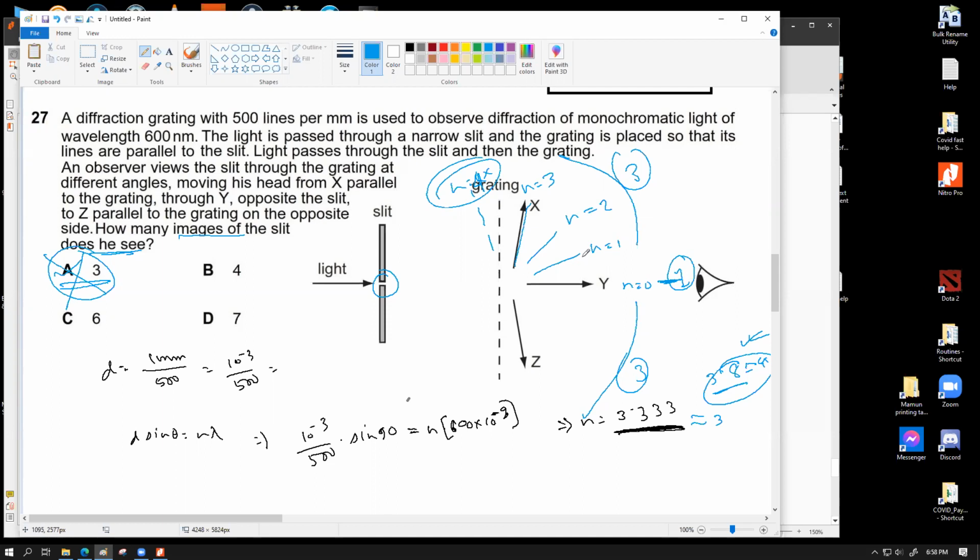So the question was asked how many of the images are seen, or this question could also be asked in a different way. Let's say the person was not involved there, we only kept a single circular screen over here. Maybe I draw with a bit of dark purple. So let's say we have a circular screen over here, and the question is asked how many bright fringes are produced? That answer will also be 7. Alternately, if they asked: what is the maximum order of the bright fringe that is produced?